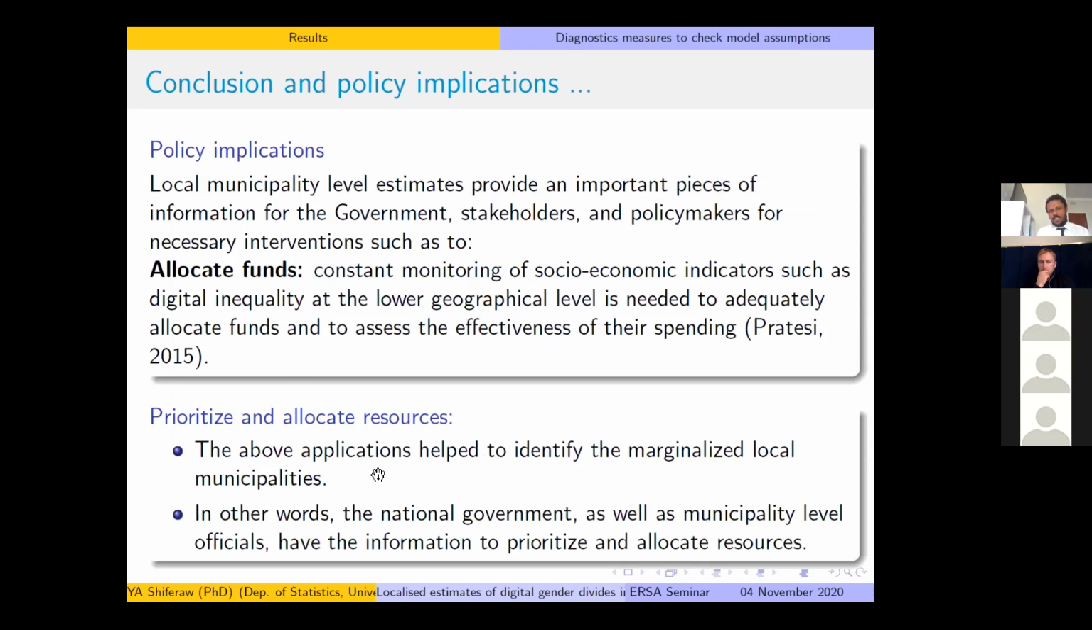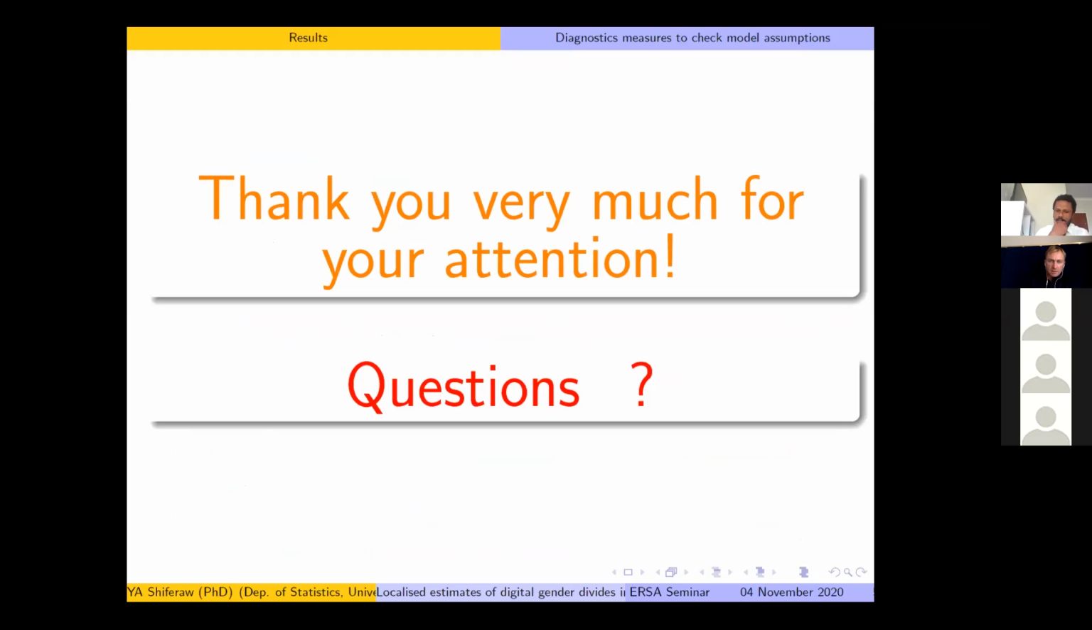What is the local policy implication? Local municipality level estimates provide important information for government, stakeholders, and policymakers for necessary interventions, such as allocating funds. Constant monitoring of socioeconomic indicators, such as digital inequality at the lower geographical level, is needed to adequately allocate funds and to assess the effectiveness of spending. So prioritize and allocate resources. The above application helps to identify the marginalized local municipalities, those with high digital inequality and low digital inequality. It is possible to identify especially the high ones, the marginalized ones. So this is, I think, the conclusion. Thank you very much.